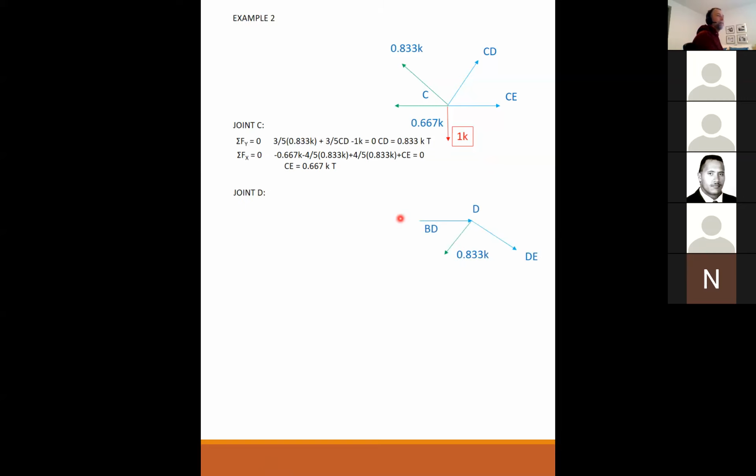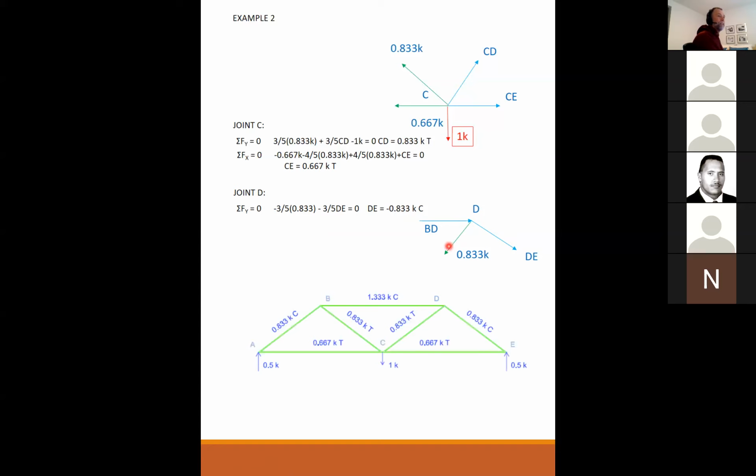Moving to joint D, I already solved for CD. BD, I thought I already solved that one as well. And then DE is unknown. And so then I solve the forces in the Y. BD has no Y, so 0.833 kips, and this is minus, going down, 3/5, minus 3/5 DE. DE is 0.833 kips in compression. And I had already solved for BD, so I didn't do the sum of the X's.